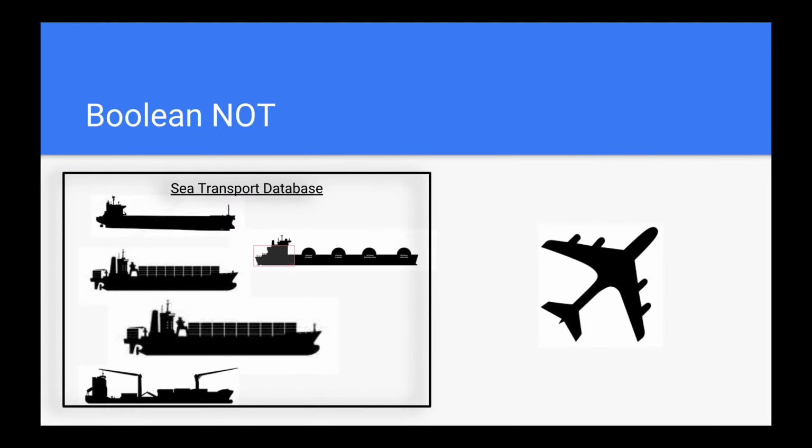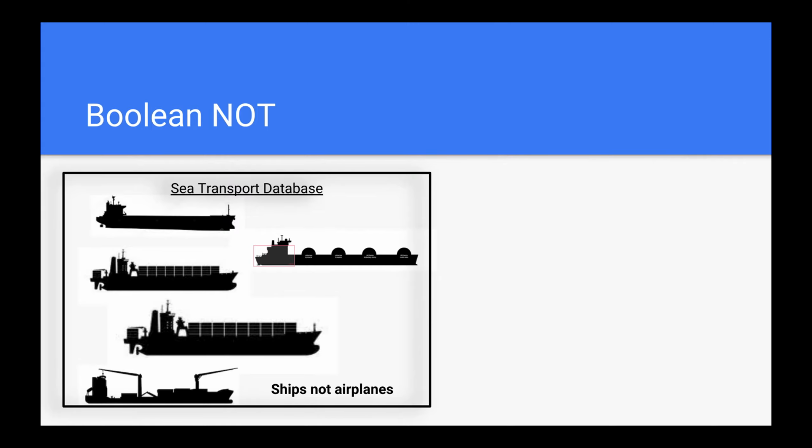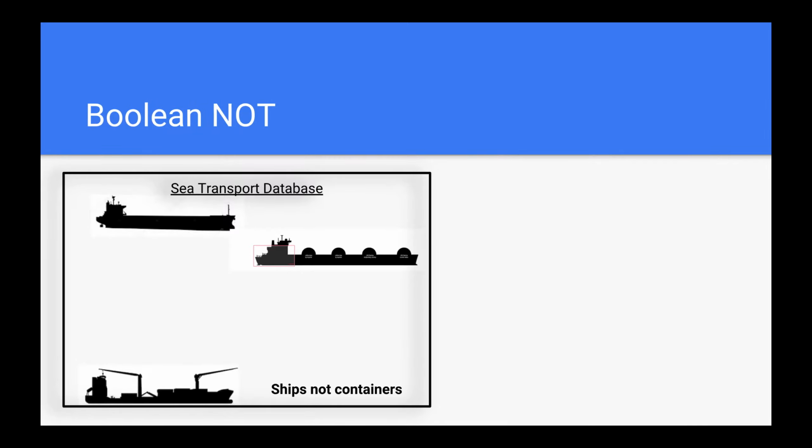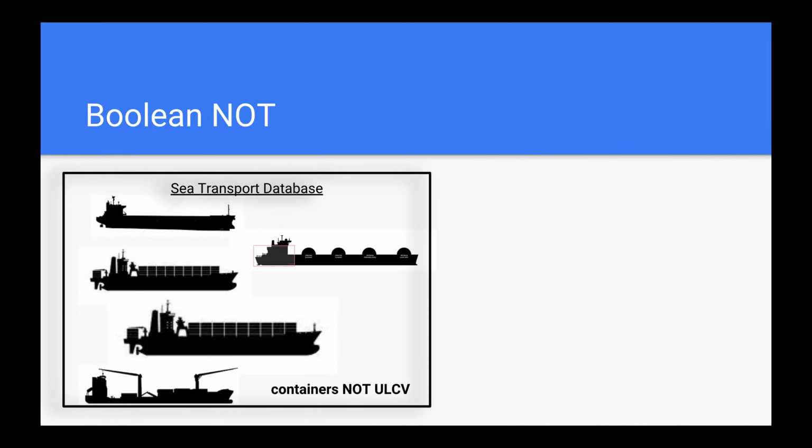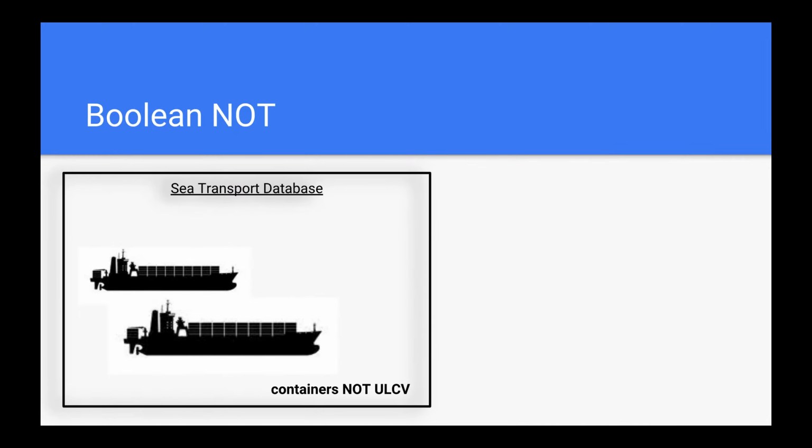For example, if I have a database that only pertains to transport by sea, then ships, not airplanes, would give me the same results as just ship. But in that same database, if I searched for ships, not containers, or containers, not ULCV, the results would likely be lower.